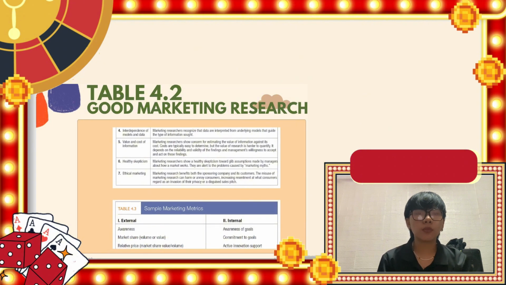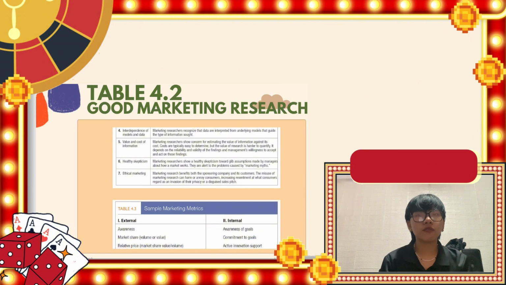Number 3 is multiple methods. Marketing researchers shy away from over-reliance on any one method. They also recognize the value of using 2 or 3 methods to increase confidence in the result. Number 4 is interdependence of models and data. Marketing researchers recognize that data are interpreted from underlying models that guide the type of information sought.